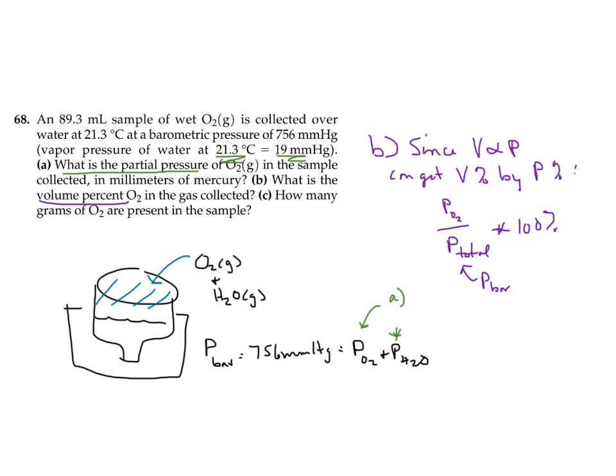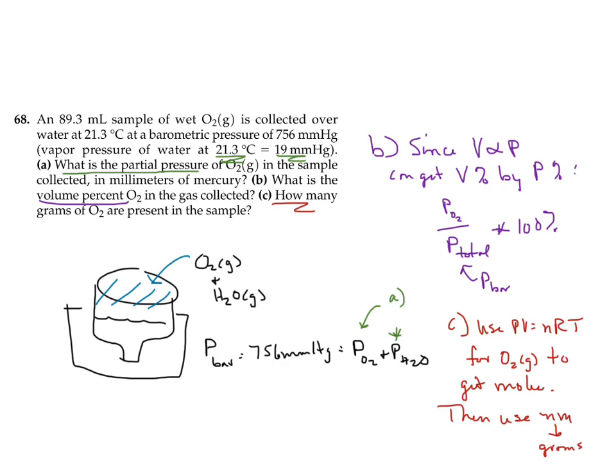And then C, how many grams? Actually, C is the only one where you're going to have to use the ideal gas law equation. You're after grams, but you can get to n by using PV equals nRT, with the partial pressure of the O2, the volume of the O2, R and T. And then you can use the molar mass of O2 to get to grams. That's it. I already showed you the other two.